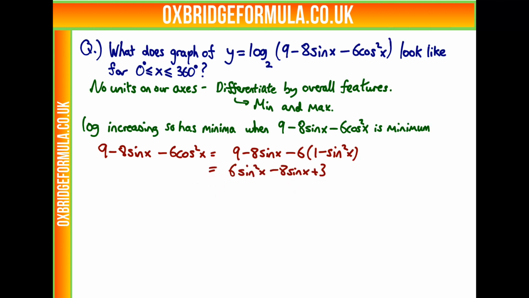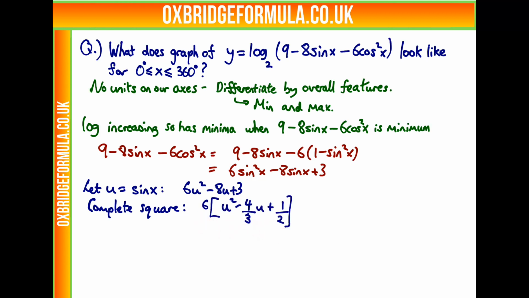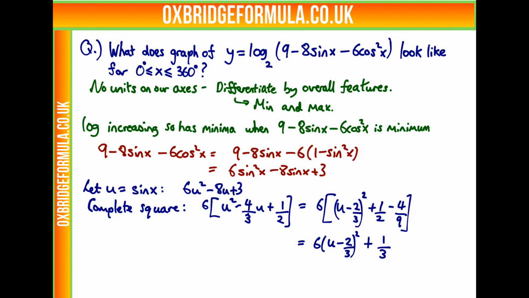So we have a quadratic in sine x, and we want to minimize this. So what can we do? Because it's a quadratic, we can just complete the square on this to minimize it. It'll be easier for notation to say, let u equal sine x. We can factor out this 6 first, and then completing the square on the inside gives us 6 lots of u minus 2/3 all squared plus a half minus 4/9, which simplifies to be this.